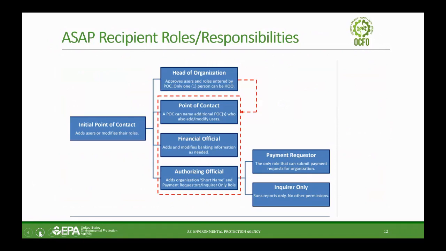Now, if an organization does not have any point of contact or no head of organization, then please contact me, because we need to put someone in there delegated by the head of organization. And I can only receive that email or confirmation from the head of organization and no one else. All right. The biggest one from this slide is the payment requester. That is the only role that can draw down funds. Okay. The payment requester. All right. Next slide, please.